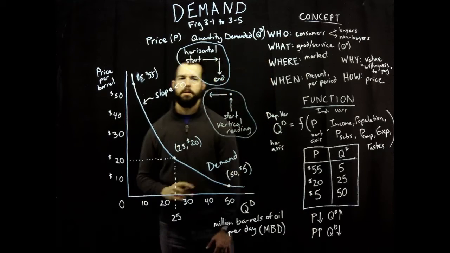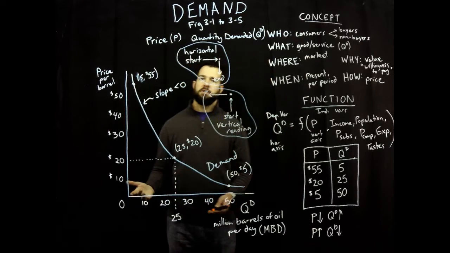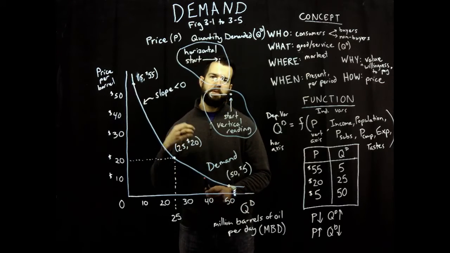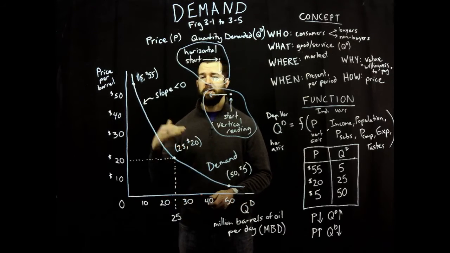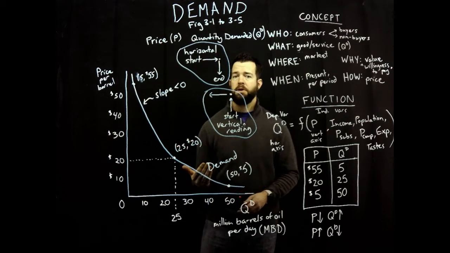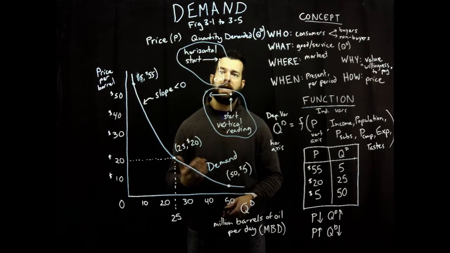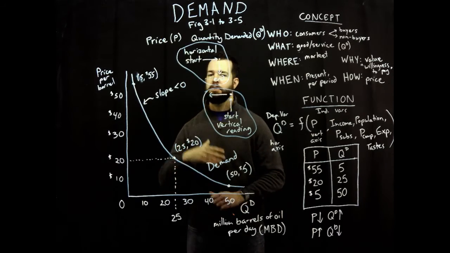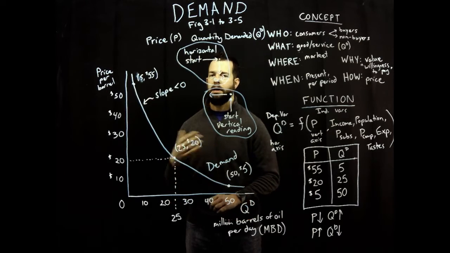Okay. You might think that you don't really need this right now, but the horizontal and vertical readings will help you not only read demand curves, it will help you read supply curves, it will help you read shifts of those curves, it will help you understand consumer surplus, producer surplus, equilibrium, a lot of things there.